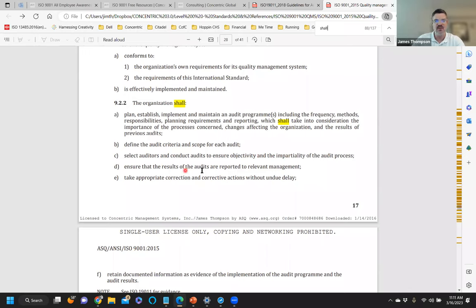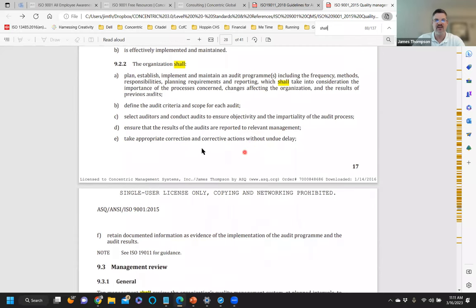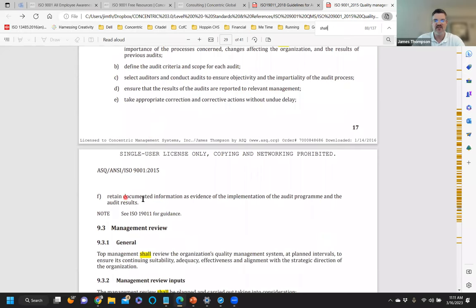So you need to ensure that results are reported to relevant management, take appropriate correction, so short-term fix, and corrective action, so longer-term root cause, without undue delay. So timely action in response to the audit findings. And this is a record, keeping a record of evidence of the audit program and the audit results.